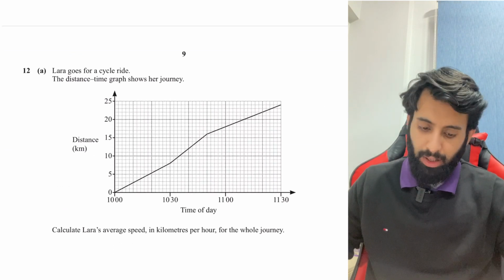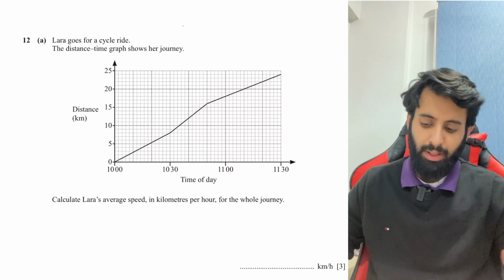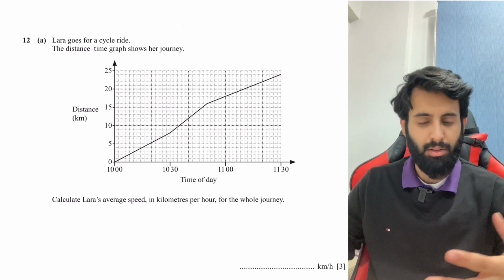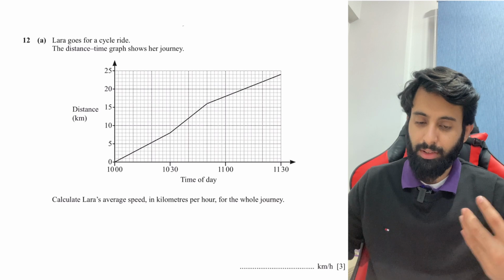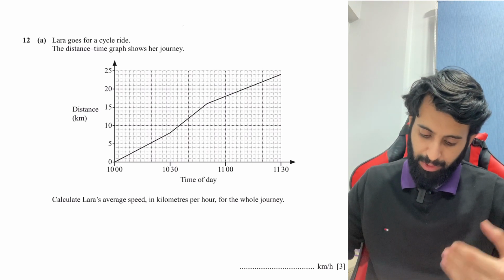Now we have question number 2, which says Laura goes for a cycle ride. The distance-time graph shows her journey. So this is travel graphs. Calculate Laura's average speed in kilometers per hour for the whole journey.